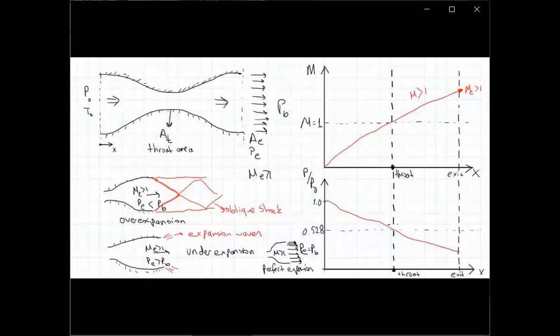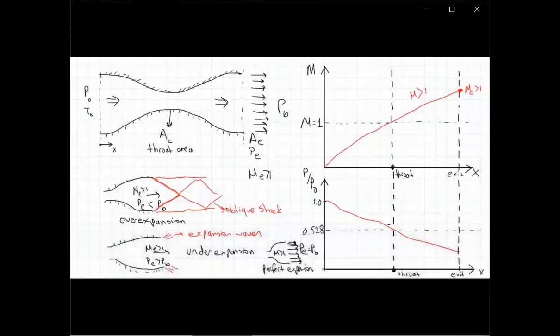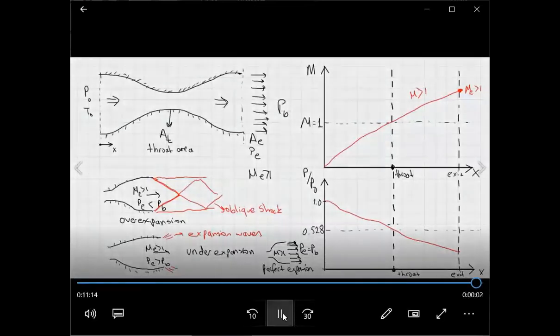So in this video what we have done is we have gone through what happens to the flow when it's accelerating, or the flow development inside a converging-diverging duct, all the way from the fully subsonic regime to the supersonic regime in the divergent part. And we have discussed the flow physics and the flow development from subsonic to supersonic in a converging-diverging duct.